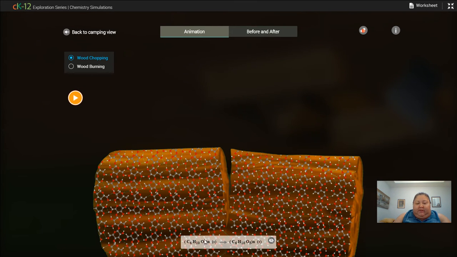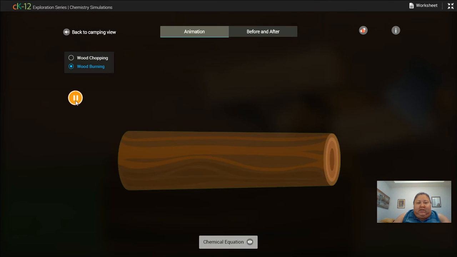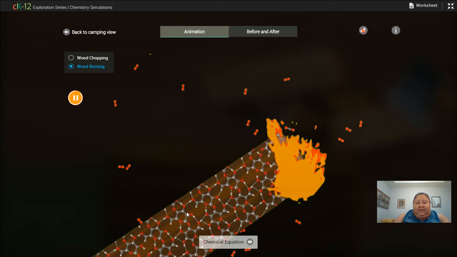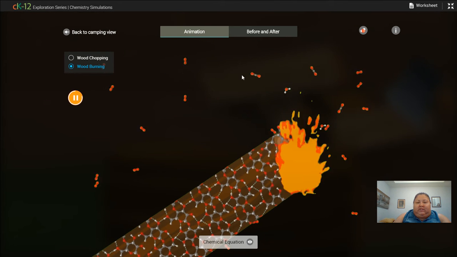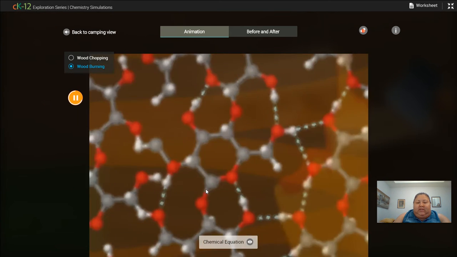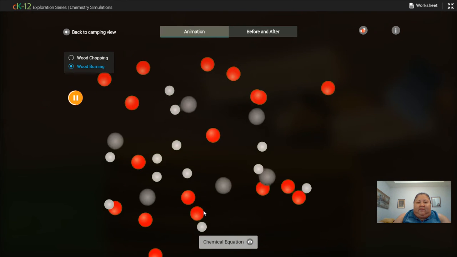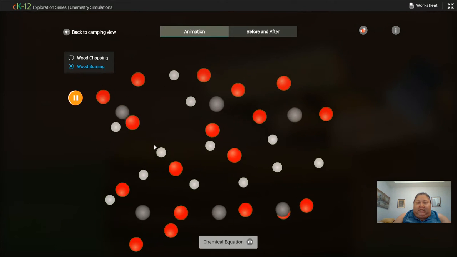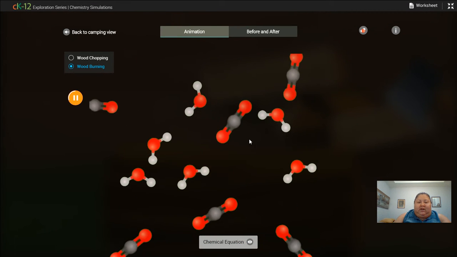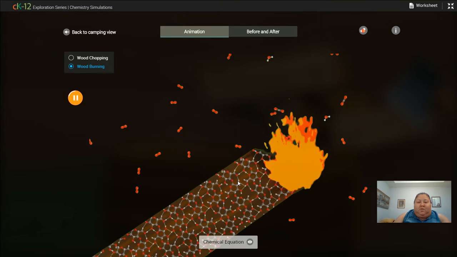So here you have your formula for the actual wood. As you can tell, you got 6, 10, and 5 carbons, hydrogens, and oxygens. Same thing after we've chopped that wood up. But if we look at wood and we begin to burn it, well, all those molecules floating around is oxygen. Okay, and then you have the same molecule at the bottom. And look at what happens. Once that fire starts to burn, it separates all the atoms and they reconfigure to carbon dioxide and water.